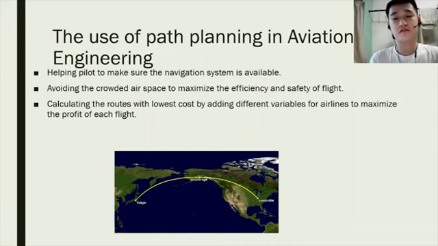Each flight could follow the guide of path planning to take advantage of the environment, for example the jet stream and the wind area, which could increase the flying speed and reduce the fuel consumption.